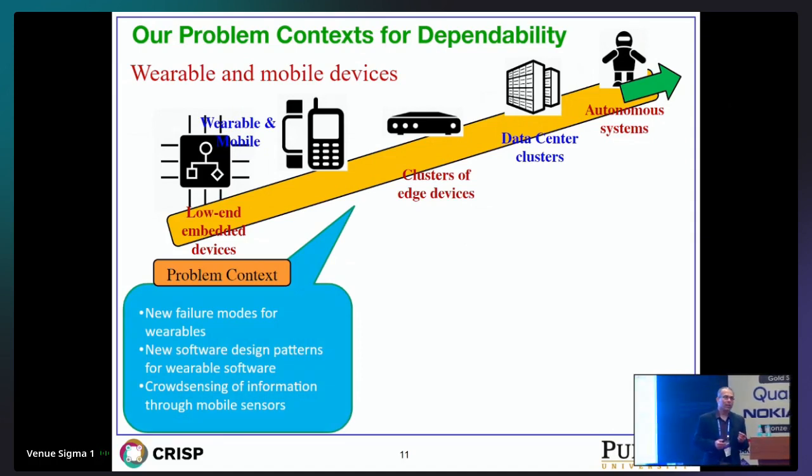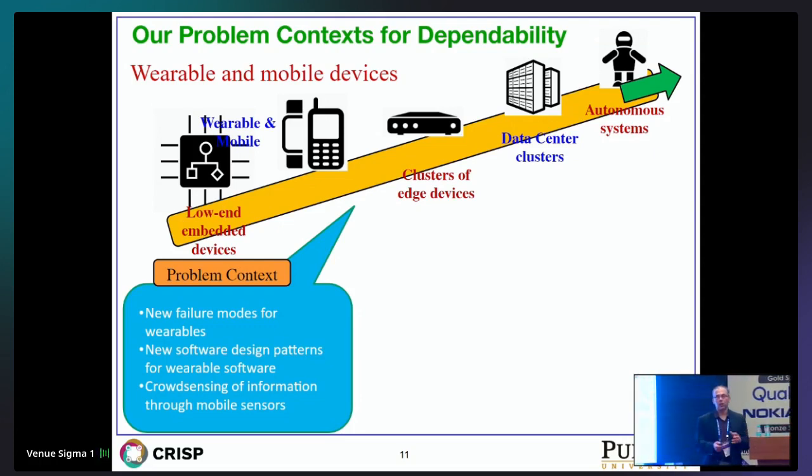And then another one is that with the proliferation of sensors on these wearable devices, you want to be able to do crowd sensing of information. Suppose you want to find out where the noise level is lower around this place.